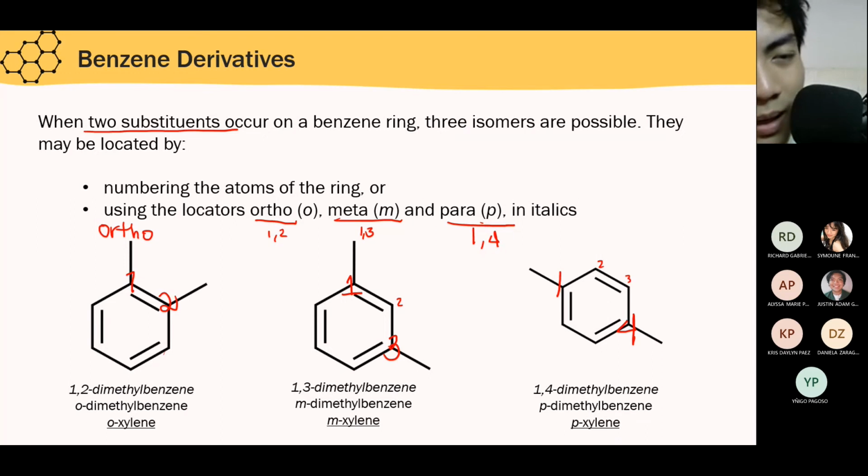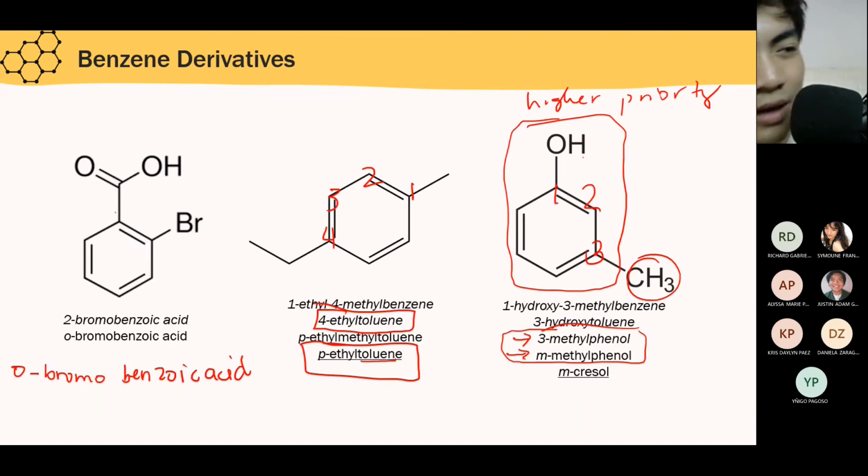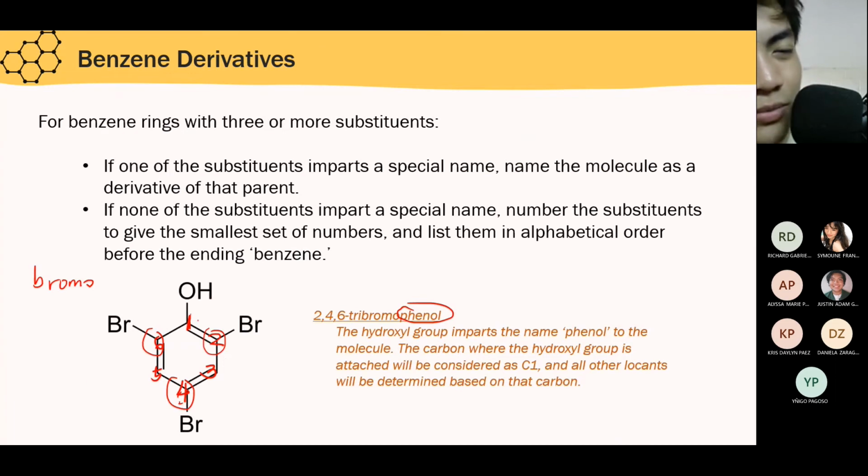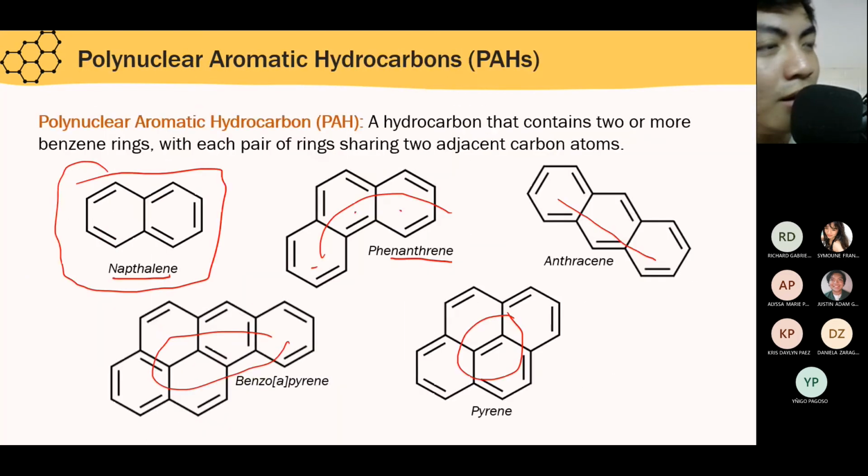And of course, keep in mind the priority. OH parate yung highest priority. Pag may CH3, usually lower yon, as given by our examples earlier. Pag more than 2 yung substituents mo, 3 or more, ganun pa rin. Alamin mo yung parent, yung may common name, then number your locants, then assemble the name, just like what you did sa hydrocarbons.